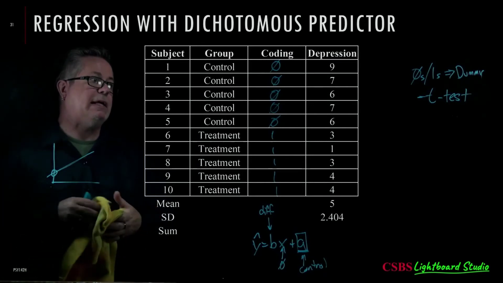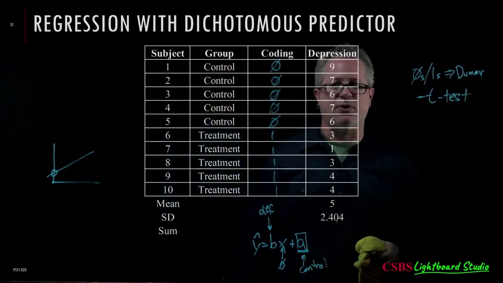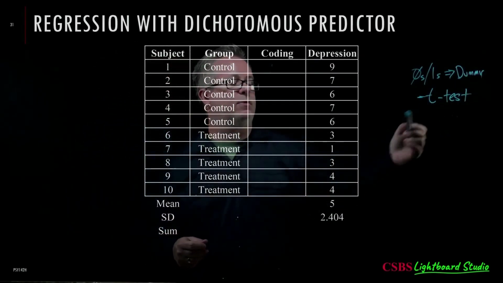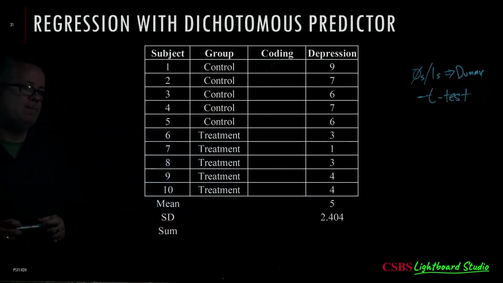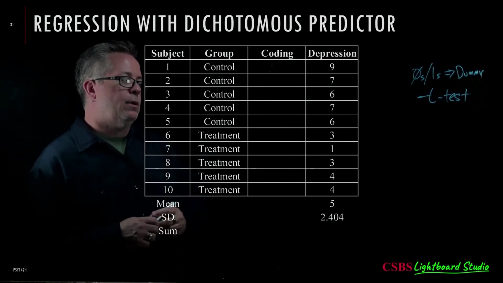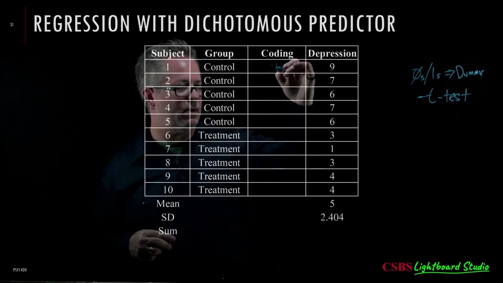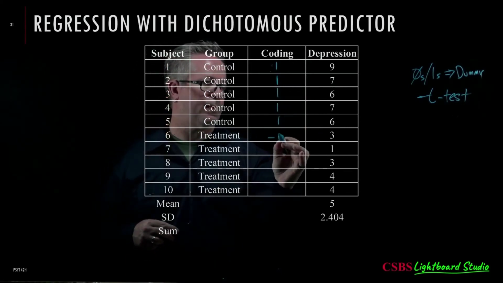What other coding could I use that would make some sense? By the way, you can use any coding, but for the coding to make some sense, what other types of coding could I use besides zeros and ones? So this is dummy coding. Has anybody heard something like contrast coding? Does that ring a bell? So what if instead I use ones and negative ones? Differentiate them by ones and negative ones.